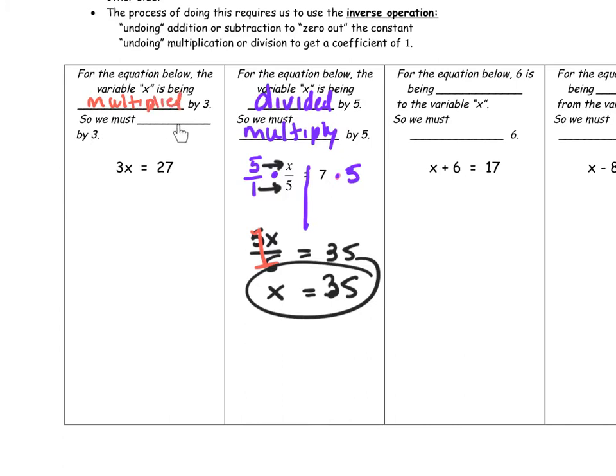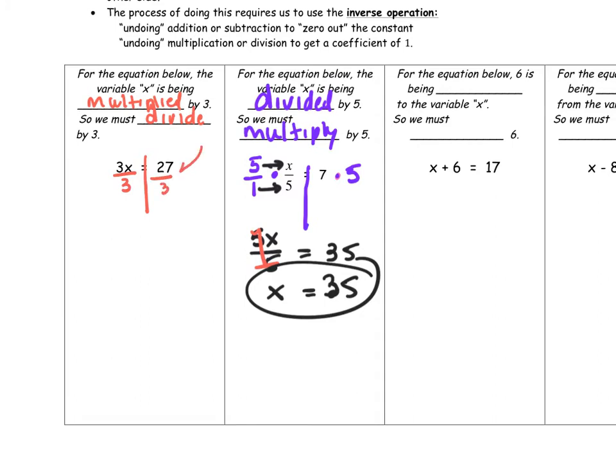So we must what by 3? If you said divide, you're correct. We must divide by 3. So we're going to build our wall. The opposite of multiplying by 3 is to divide by 3. So we're going to divide by 3 on this side. We're going to divide by 3 on this side.